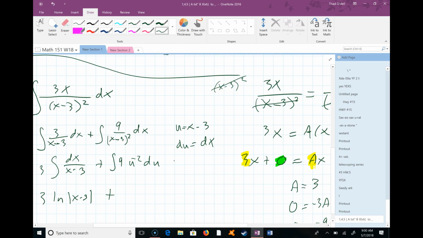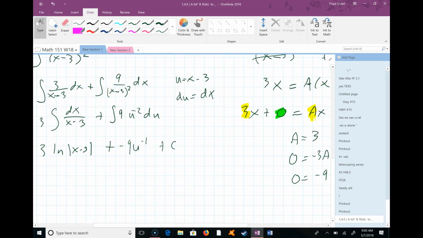Yep, it does. So now we can integrate that, and we're going to have u to the negative 1, and we'll have to make that a negative 9 plus c, and then if we substitute back in, our final answer would be 3 times ln of x minus 3 plus negative 9 times x minus 3 to the negative 1 plus c.